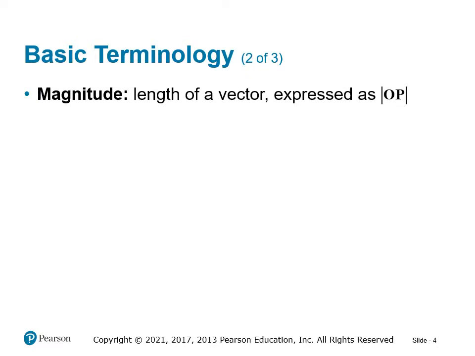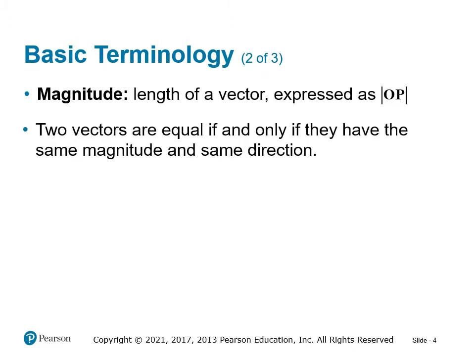Magnitude is simply the length of a vector. This is expressed as the absolute value of OP. We say that two vectors are equal if and only if they have the exact same magnitude or length, and they're going in the exact same direction. So if you saw them, they would be parallel.